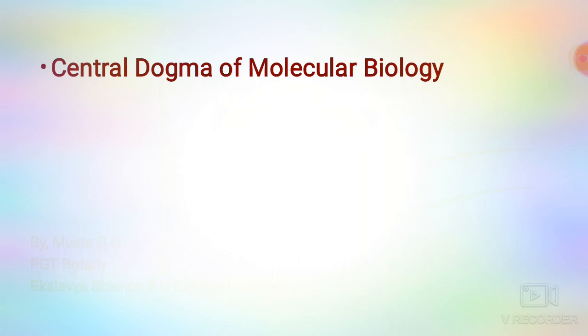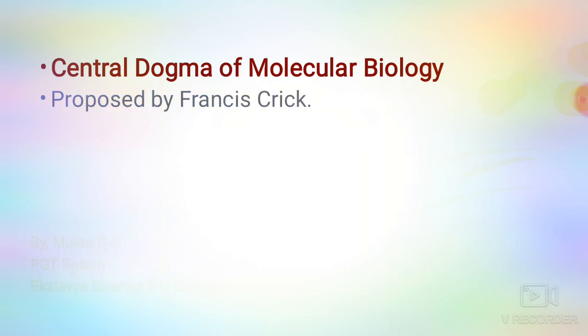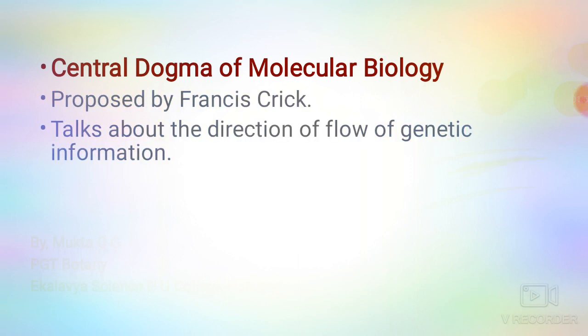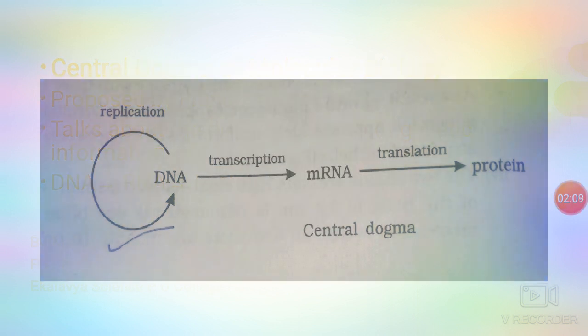One of the scientists, Francis Crick, proposed the central dogma in molecular biology, which states that the genetic information flows from DNA to RNA and RNA to protein. It talks about the direction of flow of genetic material. Here is a diagrammatic representation of the central dogma proposed by the scientist Francis Crick.